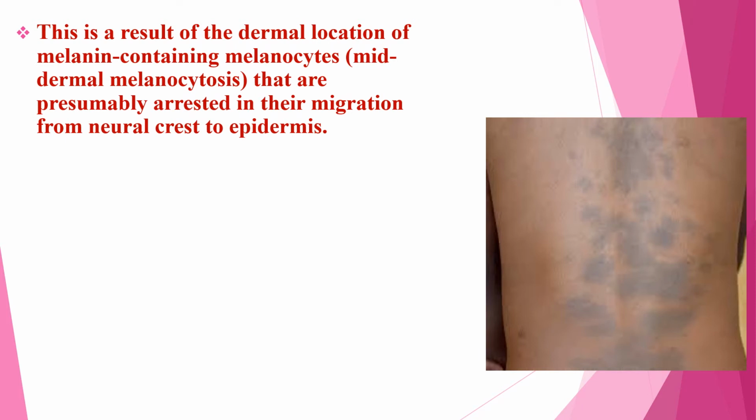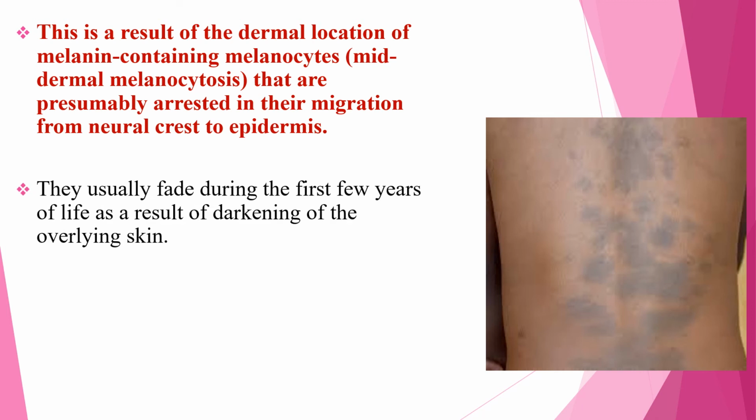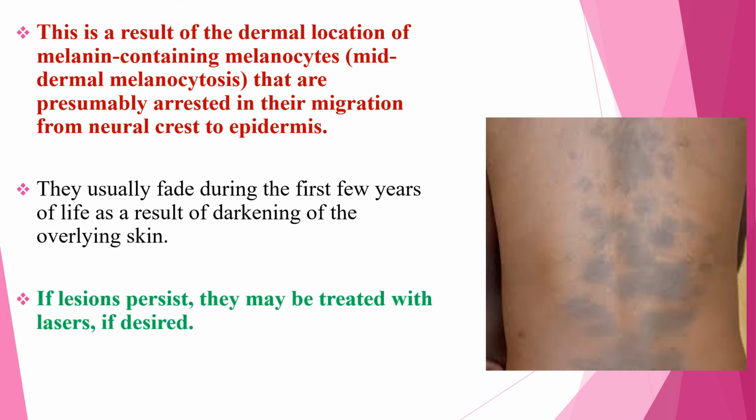This is a result of dermal location of melanin-containing melanocytes, or mid-dermal melanocytosis, that are presumably arrested in their migration from the neural crest to the epidermis. They usually fade during the first few years of life as a result of darkening of the overlying skin. If lesions persist, they might be treated with lasers if desired, otherwise no treatment is required. Some people complain about the fear of malignant degeneration, but malignant degeneration does not occur.